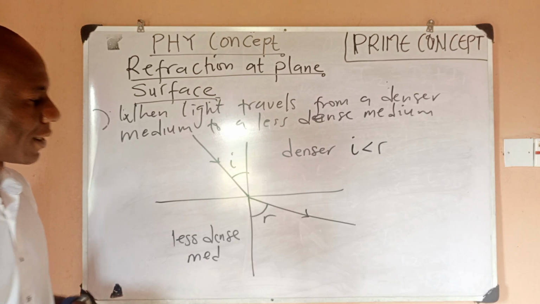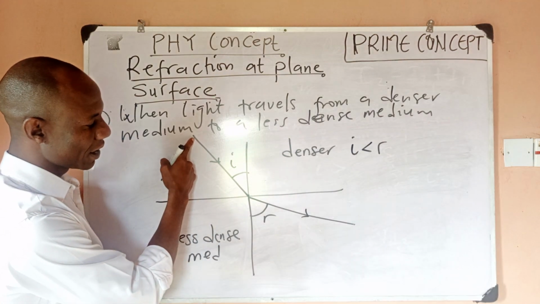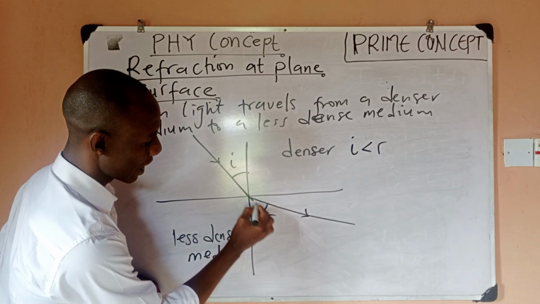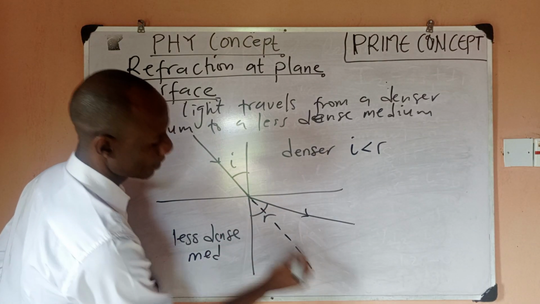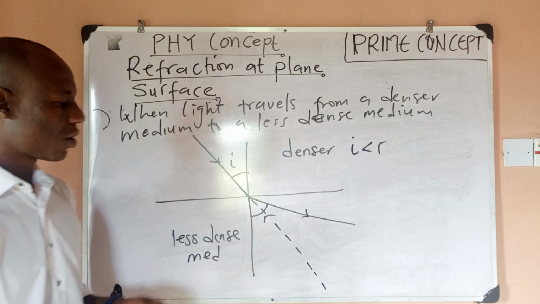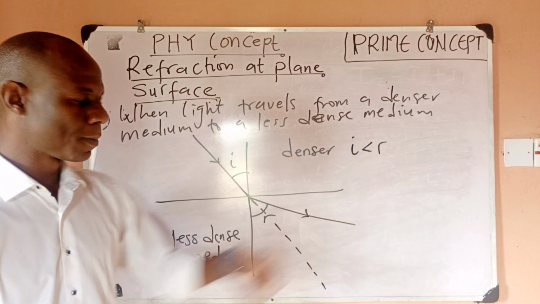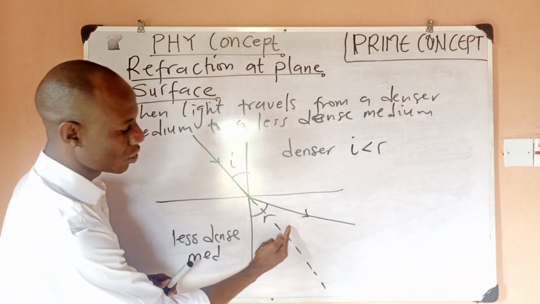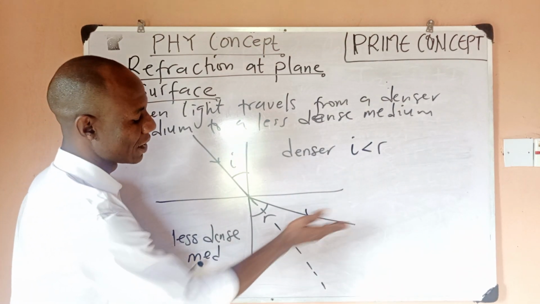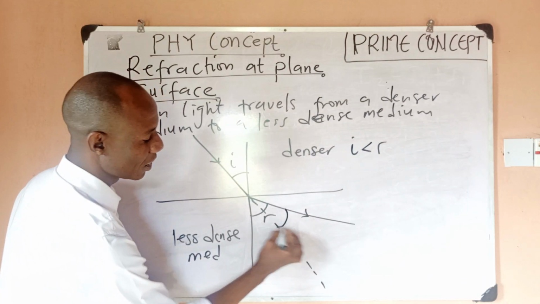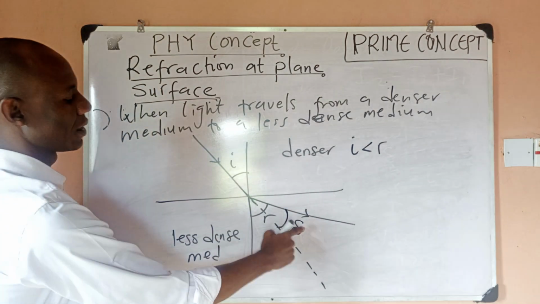Now, if this incident ray is allowed to travel straight, you would have something like this. This would be the path it should go. But because it does not travel straight, it refracts, it bends. So the amount of angle by which it bends away from your normal direction is what we know as the deviation, which is delta in this case.